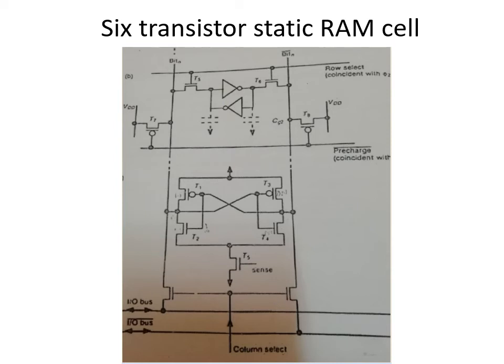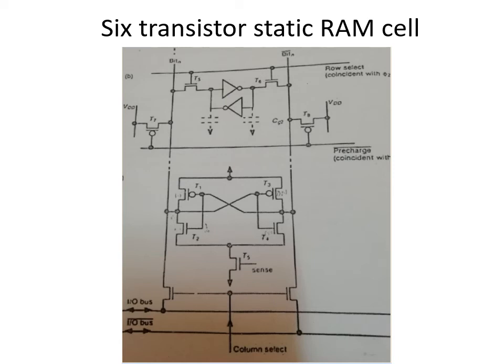Next, let us discuss the 6 transistor static RAM cell. Here the 6 transistor static RAM cell is similar to the 4 transistor dynamic RAM cell. The difference is in the inverter. Here you find 2 inverter circuits connected back to back. So periodic refreshing of data is not needed here. Otherwise the explanation is the same as that of the 4 transistor dynamic memory cell.